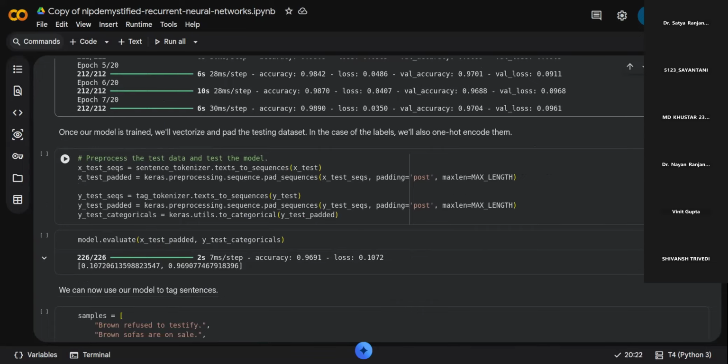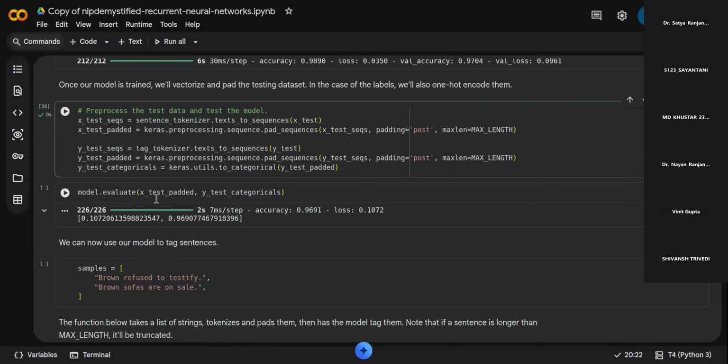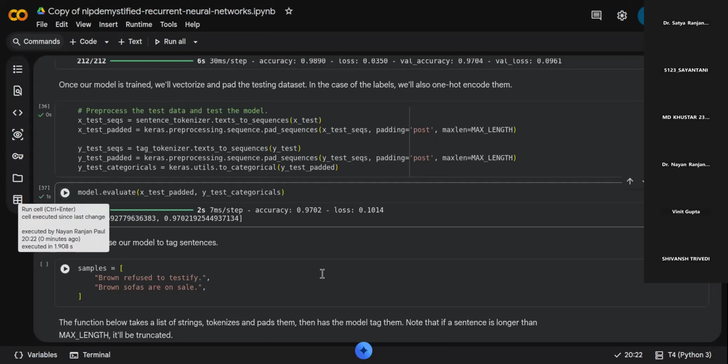We have to again tokenize the test set and pad the test set, then tokenize the test output, means your Y, and pad them and convert them into categorical. These three things have been done here. Now you call the evaluate function on the model, pass the X test padded and Y test categorical. Now you see at the test set, the accuracy is 97%. Loss is only 0.10. Okay. Now your model is ready. This is the bidirectional LSTM model, which will be trained on a dataset of POS tags.